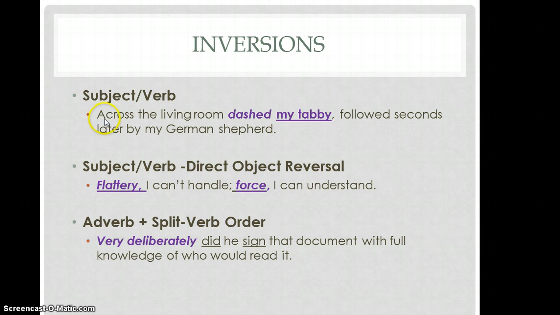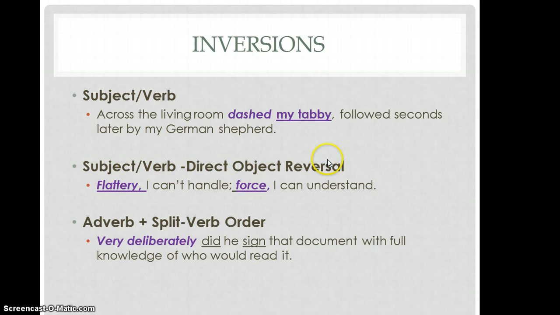You also have inversions. Sometimes we like to rearrange sentences so that certain things are emphasized, as we said before. So some common inversions are subject and verb. Across the living room, dashed my tabby. Normally you would say, across the living room, my tabby dashed. So I have inverted the subject and verb.